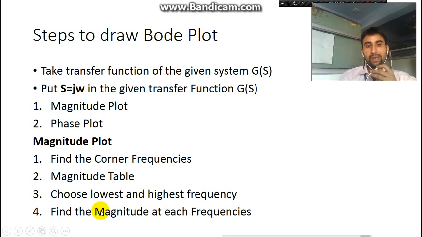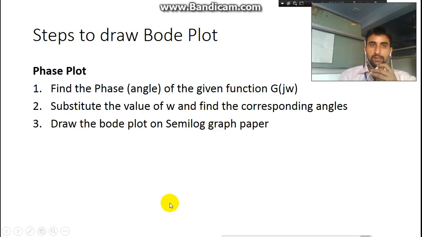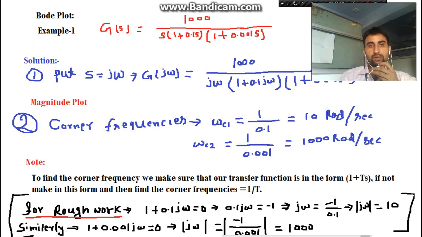Then we'll find out the magnitude at each corner frequency, and then we'll go for the next step, the phase plot. Under the phase plot we'll again find the phase, that is the angle, of the given transfer function G of omega, and we'll put the values of omega corresponding to those values and find out the angles. Then we'll draw the Bode plot on semi-log graph paper. So here we'll start with an example; instead of explaining the steps more, we'll see practical examples.